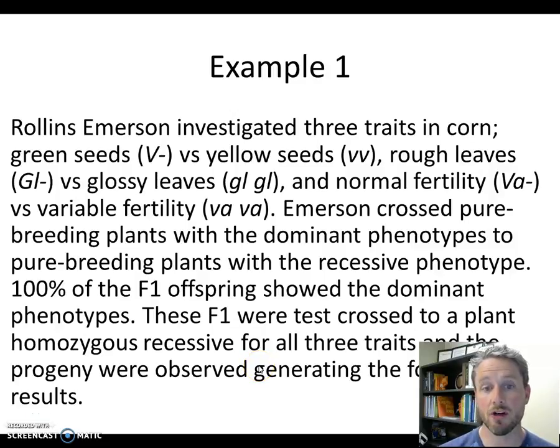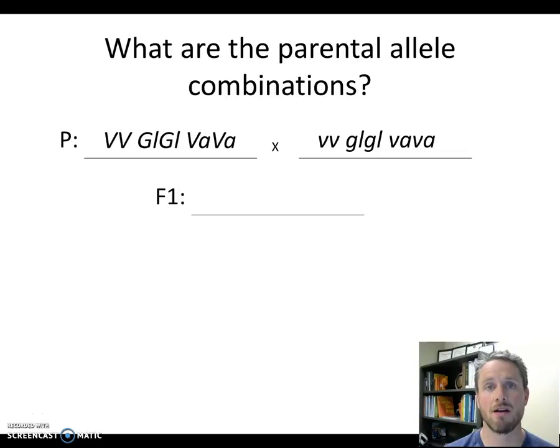All right, so we're currently working through this example of 3-point mapping using this data from Rollins Emerson, where he crossed these corn plants that had these traits of seed color, their leaf texture, and fertility. And in the first video, we talked through the information we needed to pull out of this setup, and then we answered the first of 5 questions. We decided that these genes were indeed linked.